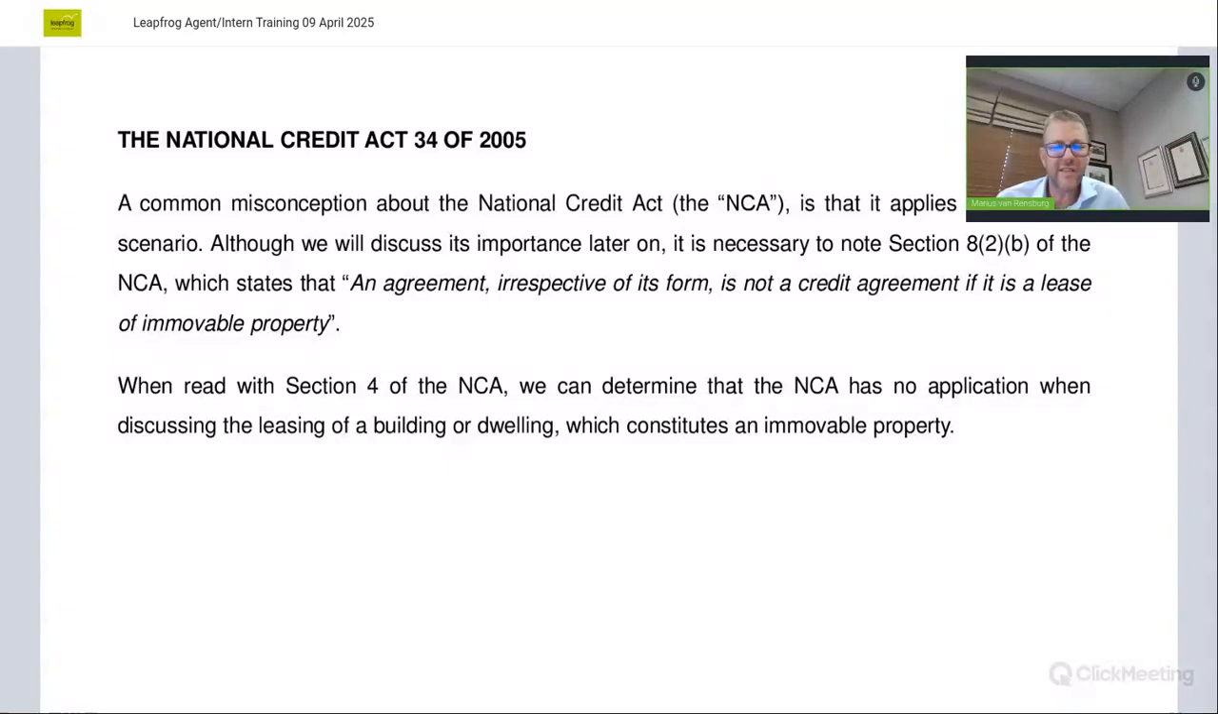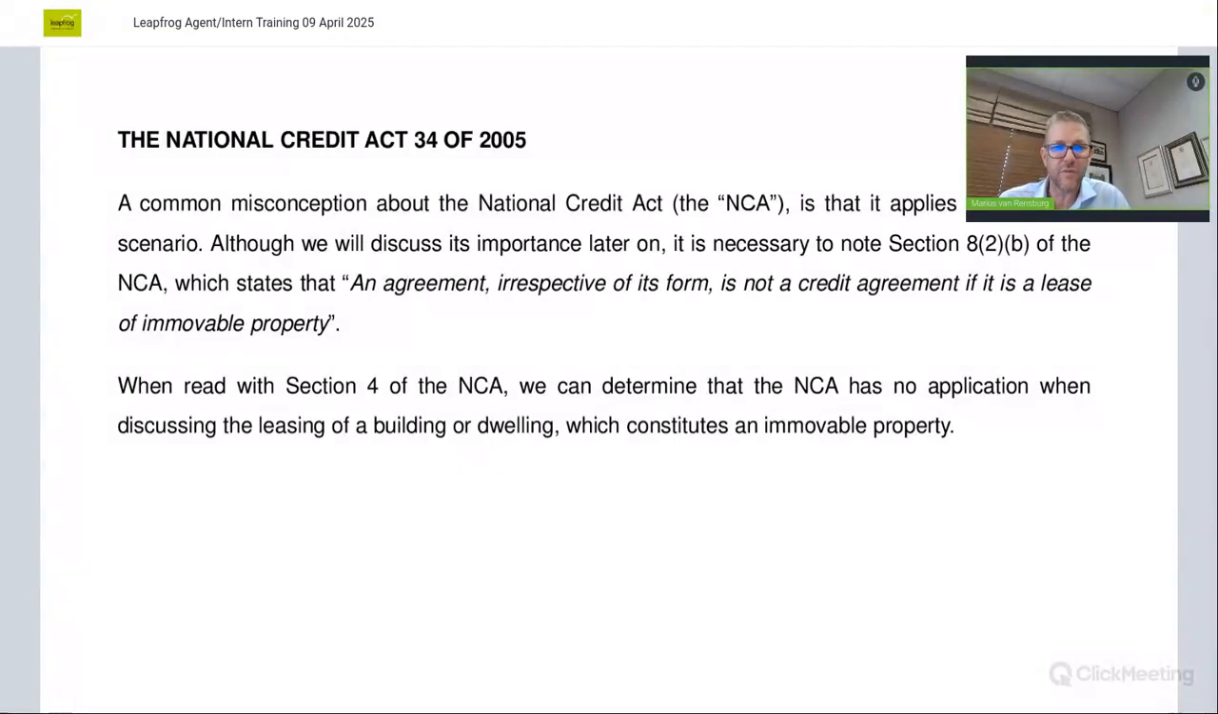So let's look at the National Credit Act first of all, because very often when we're dealing with these lease agreements and interest, we say, hold on, what does the National Credit Act say about interest? It's important to understand that in terms of Section 8.2b of the NCA, an agreement, irrespective of its form, is not a credit agreement if it is a lease of movable property. So this tells us that a lease agreement is not a credit agreement, and therefore is not covered by the National Credit Act. Okay, and that's good insofar as it goes.